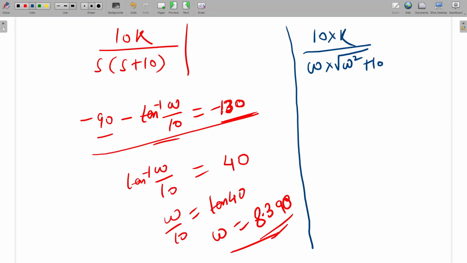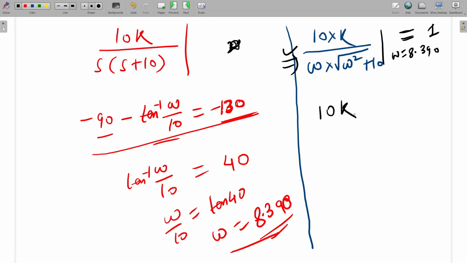Okay. So at omega we have already calculated 8.390. At omega equal to 8.390, the total magnitude including the K value should be equal to 1. Then only 20 log magnitude will be equal to 0 dB. Is it clear up to now?